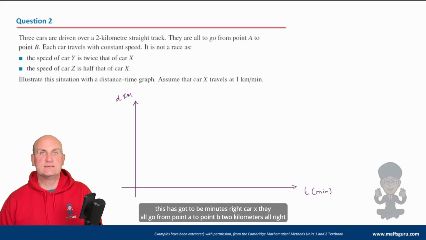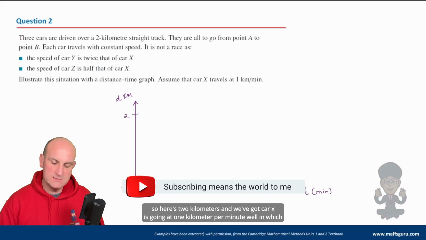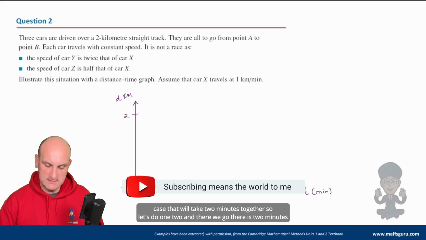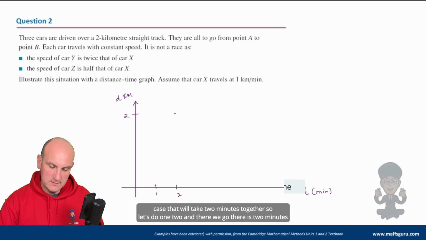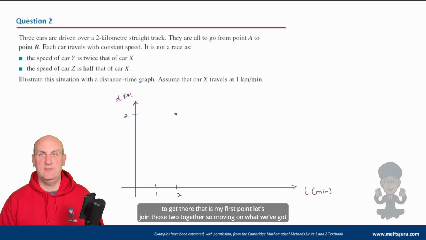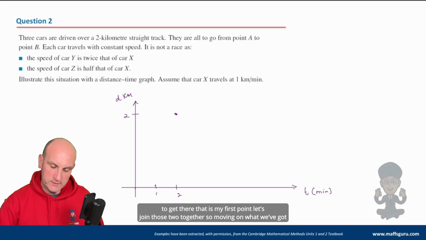Right, car X, they all go from point A to point B, 2 kilometers. All right, so here's 2 kilometers, and we've got car X is going at 1 kilometer per minute. Well, in which case that will take 2 minutes to get there. So let's do 1, 2, and there we go. There is 2 minutes to get there. That is my first point. Let's join those 2 together.